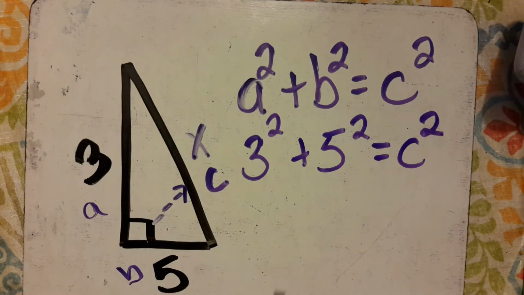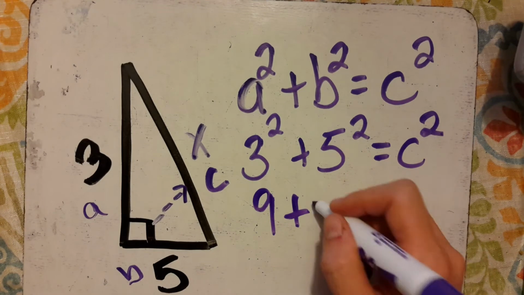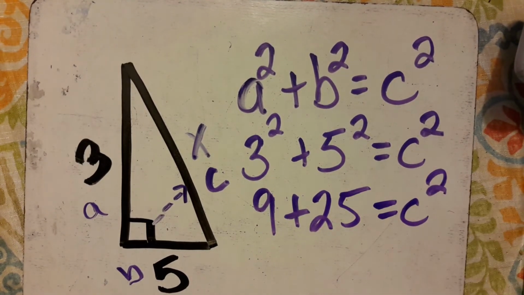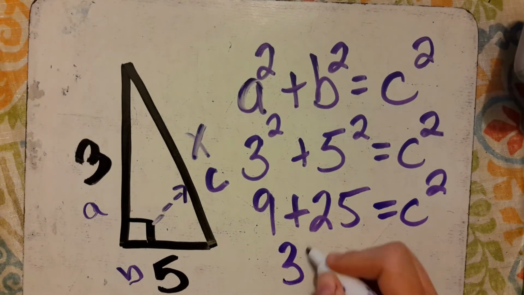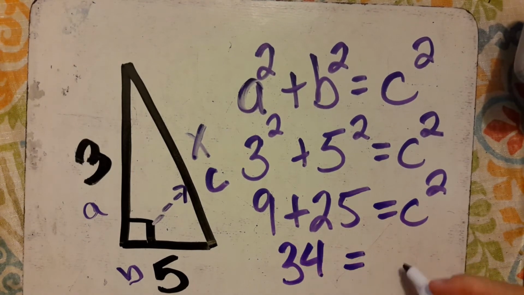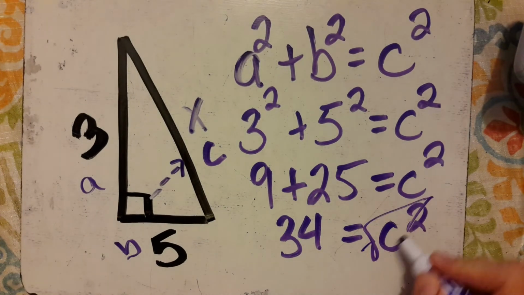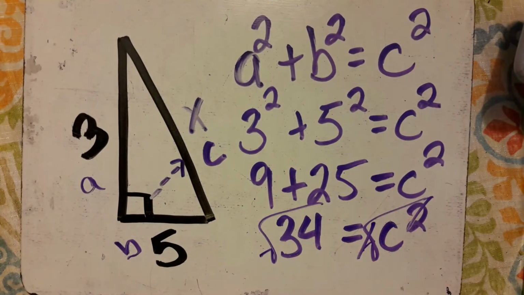Start simplifying. 3 squared is 9, and 5 squared is 25. I misspoke there. And go ahead and add 25 plus 9 is 34. Now we know from here, in order to get the square away, I need to square root each side. And I'm going to need to find what the square root of 34 is.